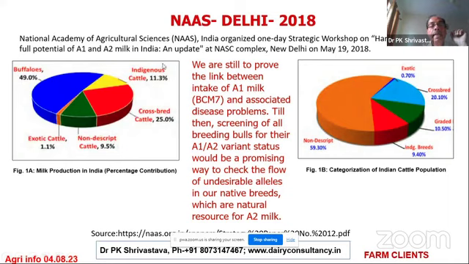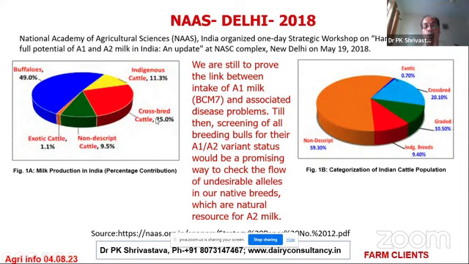Out of that, the indigenous cattle is 11%. Then nondescript, which we don't know which breed it is, 9%. If you add these, almost 70% of animals are having A2 character in India. Only the crossbred of 25% and the exotic of 1.1% have A1 character.